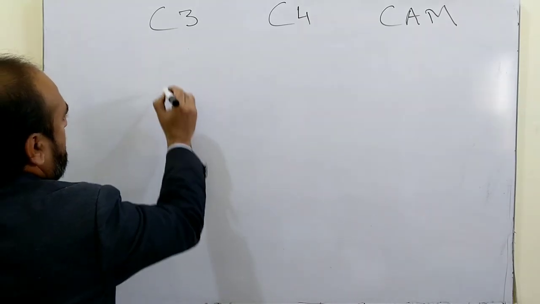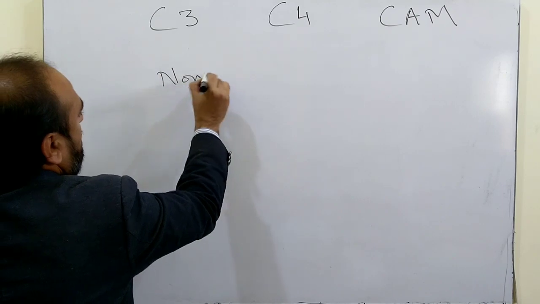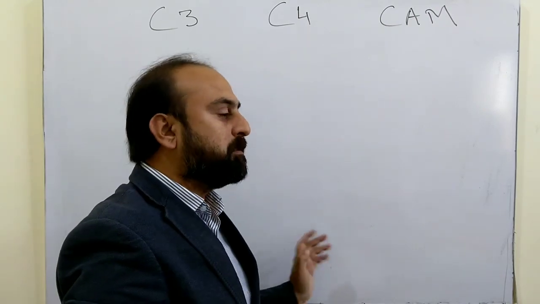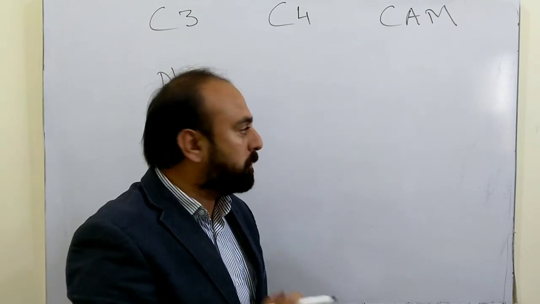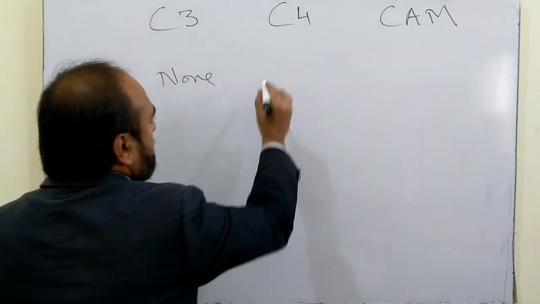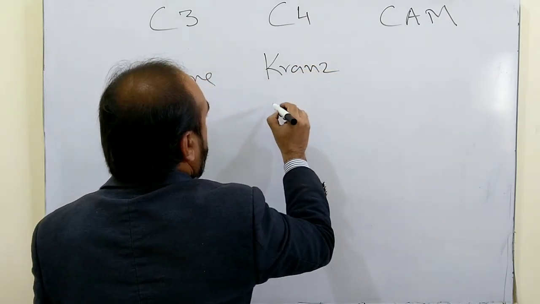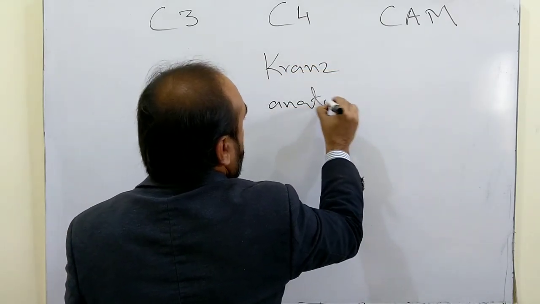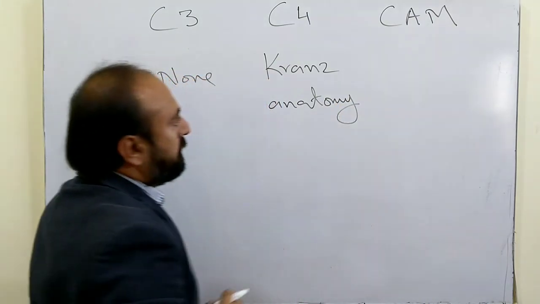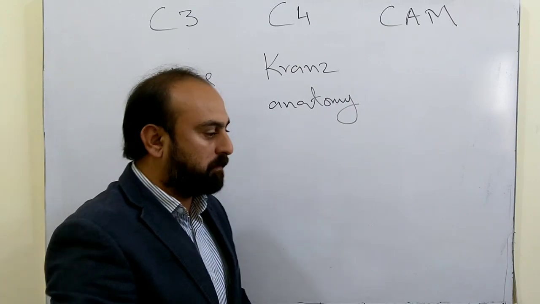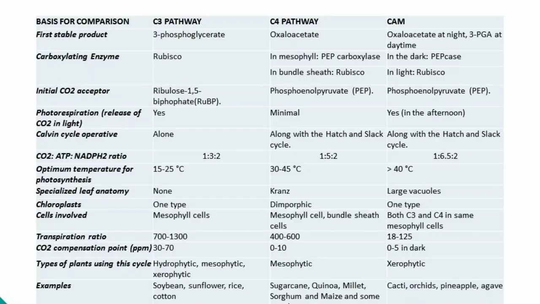If we talk about specialized leaf anatomy, in C3 plants there is no specialized leaf anatomy. They have two types of mesophyll cells, palisade and spongy mesophyll cells. Whereas in C4 plants, there is a specialized anatomy called Kranz anatomy. They have bundle sheath cells which surround the vascular bundle, and they have their Rubisco in bundle sheath cells.